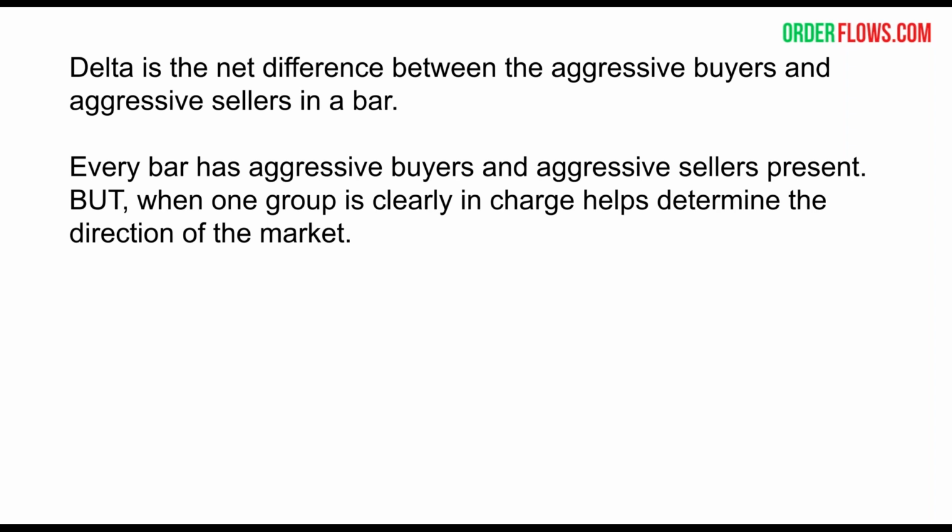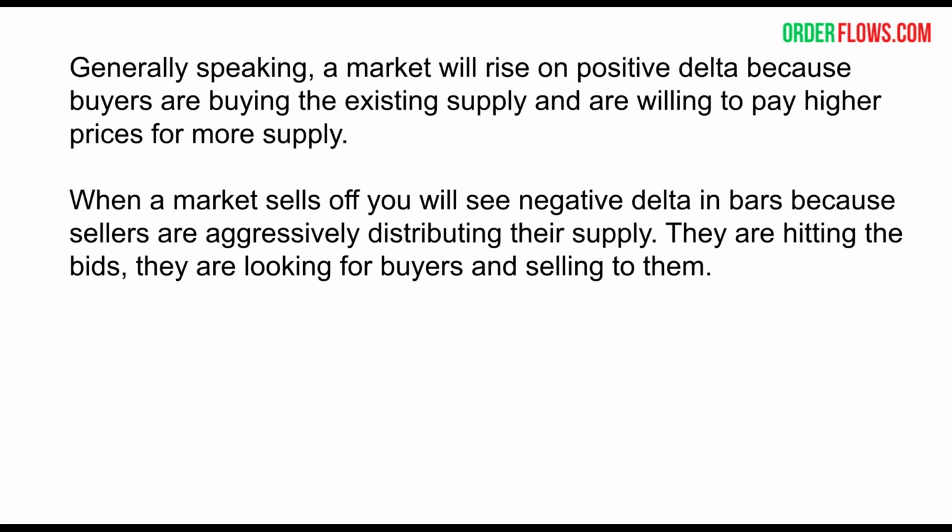Every bar has aggressive buyers and aggressive sellers present, but when one group is clearly in charge, it's going to help determine the direction of the market. And that's important because, generally speaking, a market will rise on positive delta because buyers are buying the existing supply and willing to pay higher prices for more supply, right?